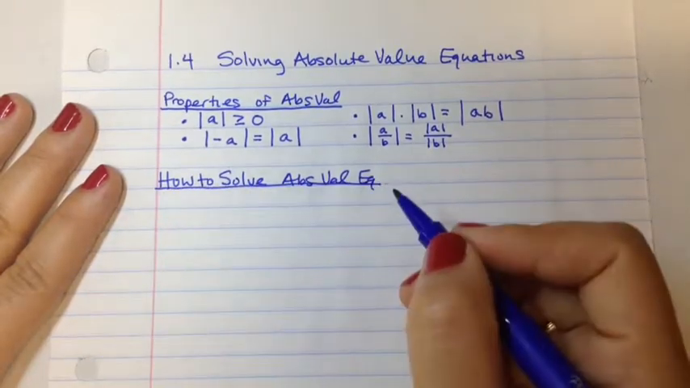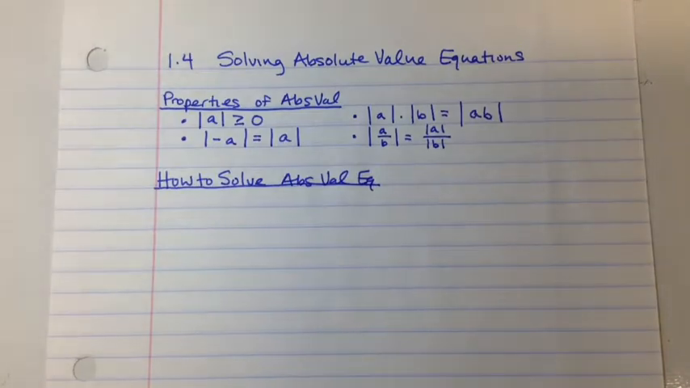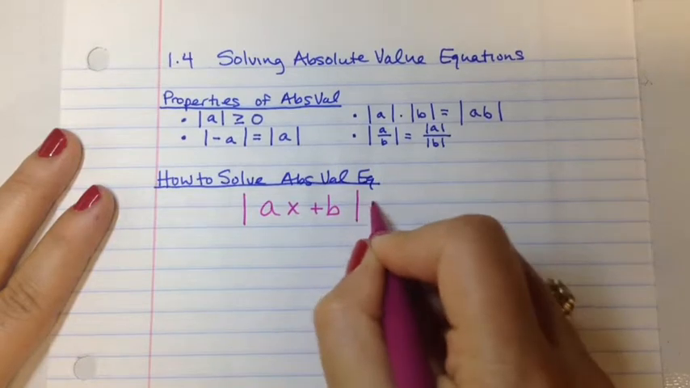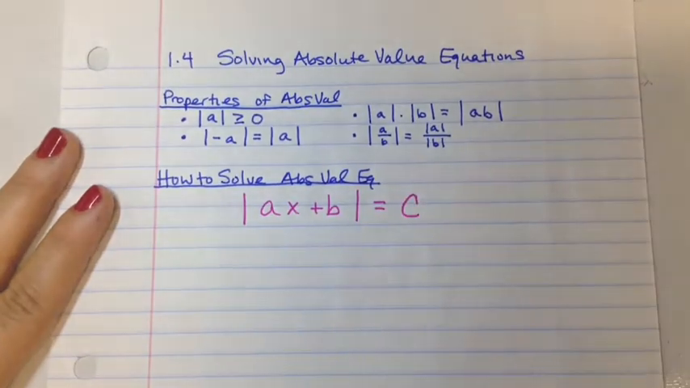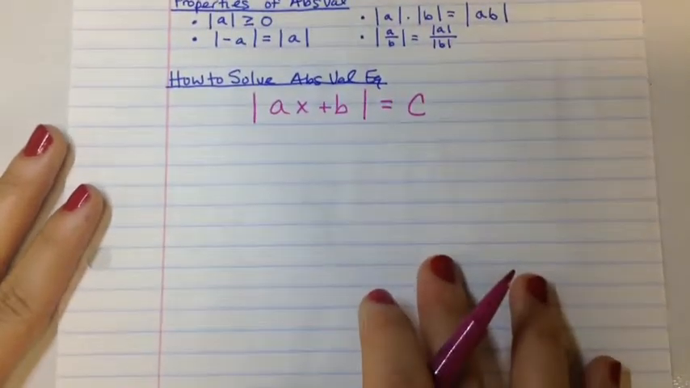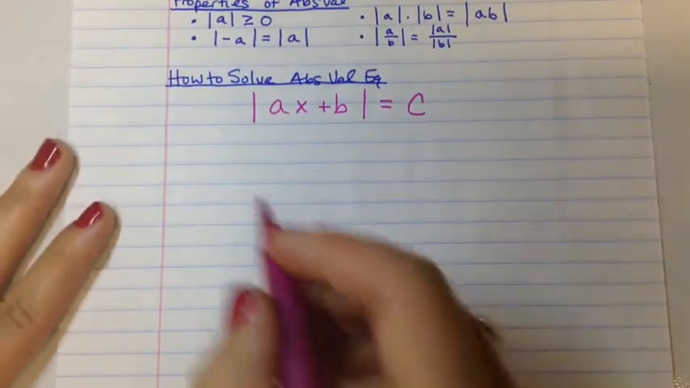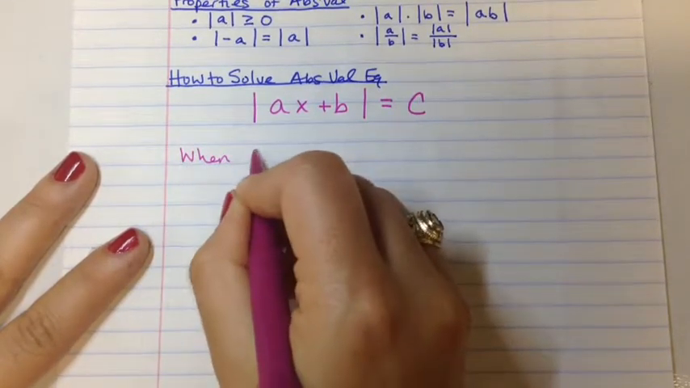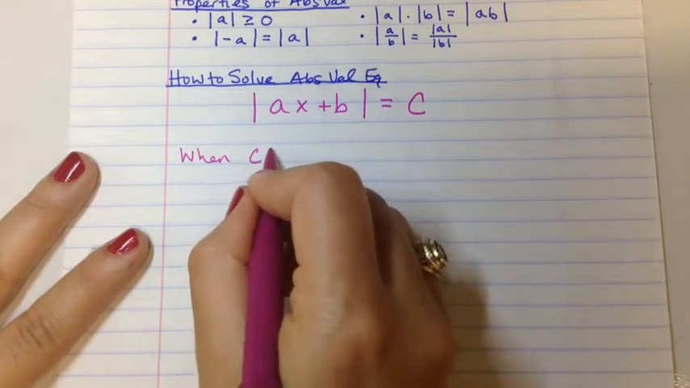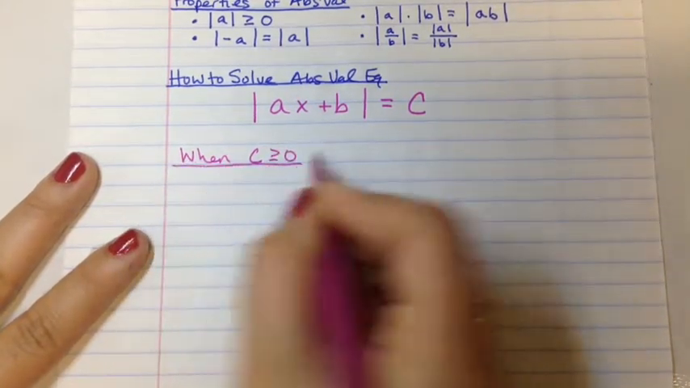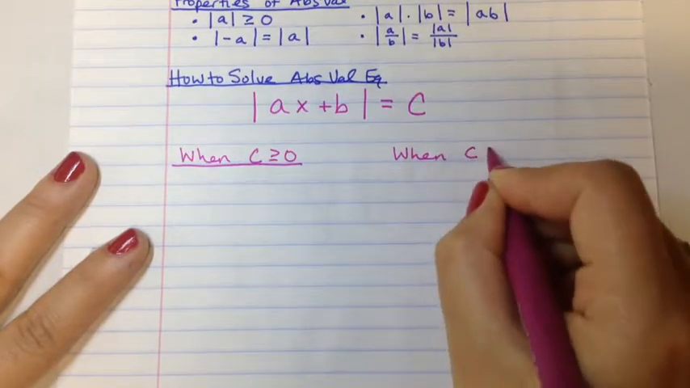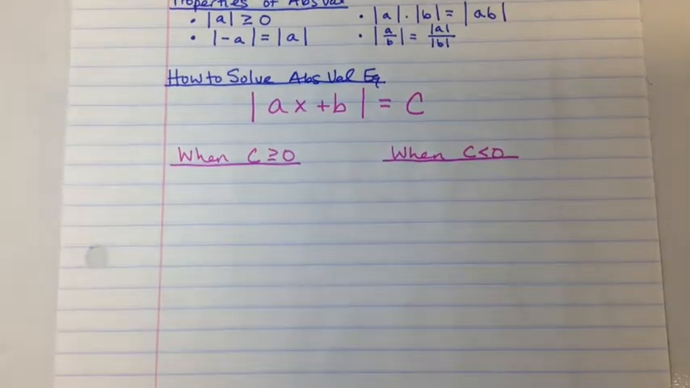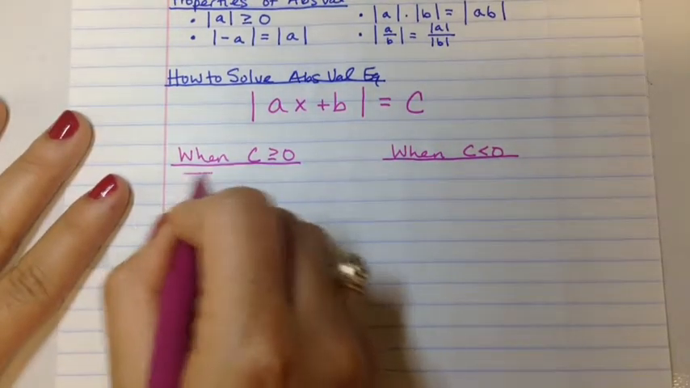How to solve absolute value equations. An absolute value equation will be given to you in the form absolute value of ax plus b equal to some value c. There are two options for the type of equation we'll have: when that value c, what it's equal to, is greater than or equal to 0, and when c is less than 0. So when c is greater than or equal to 0, we're going to follow three simple steps, and you're going to remember these steps pretty easily.